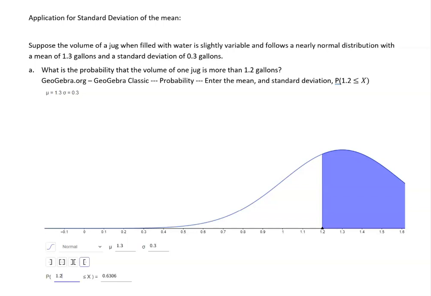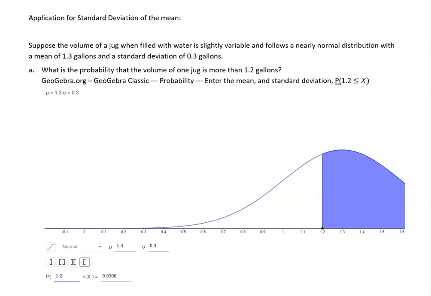Suppose that you have a jug, it's not delineated anyway, and when you fill it, it follows a nearly normal distribution of 1.3 gallons and a standard deviation of 0.3. So you might be a little under a gallon, you might be right on, somewhere around there. What's the probability that the volume of one jug is more than 1.2 gallons?